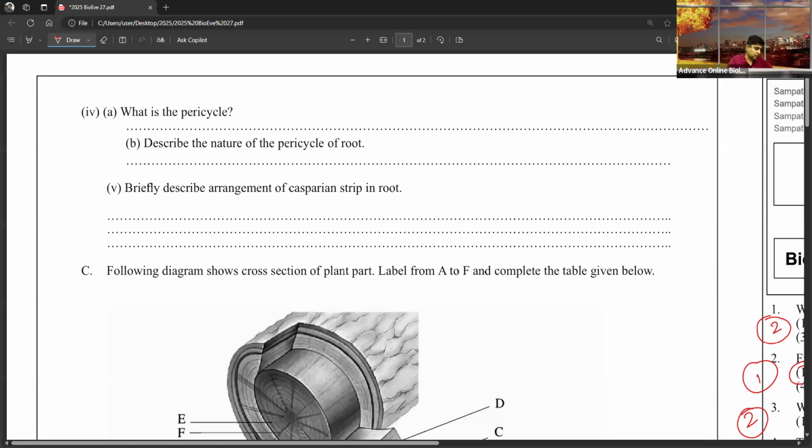Next one is, what is pericycle? How to define pericycle? Two to three cell layers present inner to endodermis.